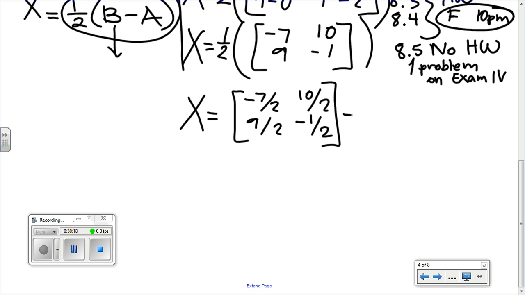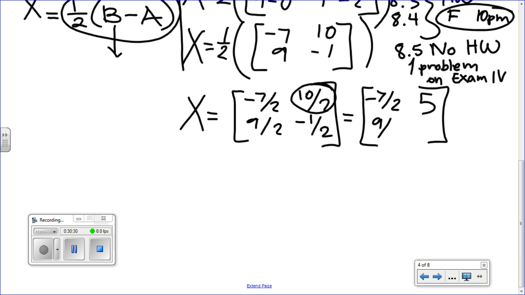Now, if there are numbers that can be simplified into integers, do it, like for example here, 10/2 is 5. The rest, just leave them as improper fractions. We do not want mixed fractions, and most of the time we don't want decimals. Do we have a question? Here the answer for X was a matrix, not just one number. No questions? Okay.